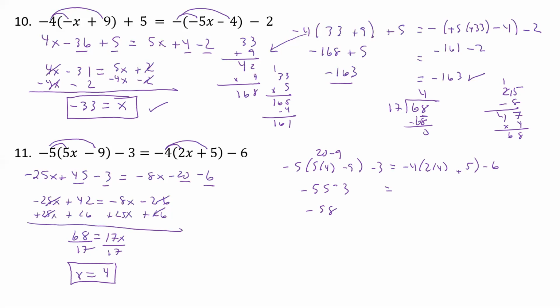And over here we have 2 times 4 is 8 plus 5, that's 13 times 4. Well, 13 times 4, that's 12, that's 52. And it's going to be a negative, so it's a negative 52 minus 6. And that's also negative 58. So that checks. So that is the correct answer. Okay. And we'll pause there.